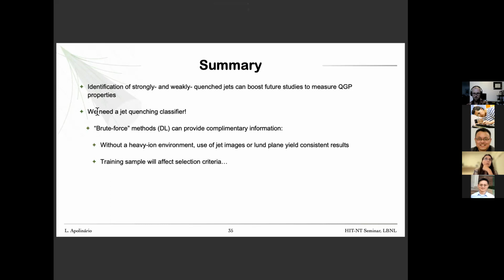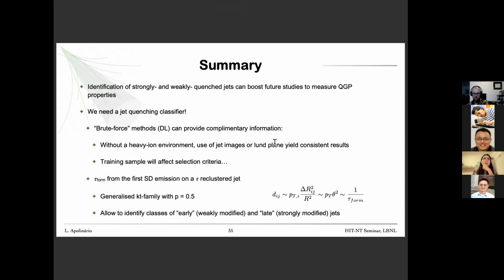Of course, we can use brute force methods like deep learning techniques, which, in a heavy-ion environment, in fact seem to be quite consistent independently of whether I use jet images, which are more subject to the background contamination, or if I use Lund planes, which are a little bit more resilient to this kind of thing. But of course, there's always an issue of the training sample, and the training sample will of course affect our selection criteria.